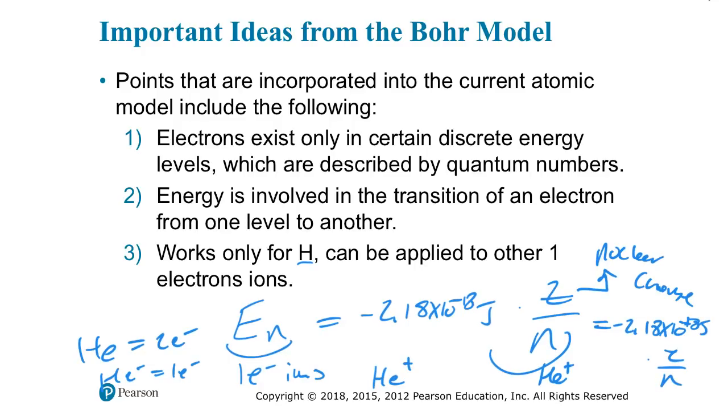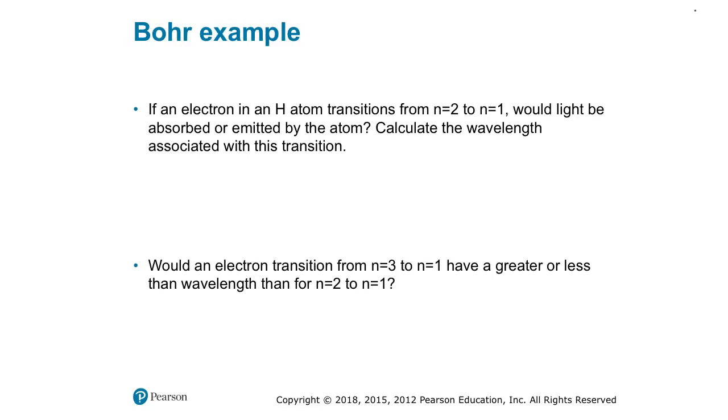Now, we can do this for lithium 2 plus or beryllium 3 plus, but that's really not all that great because those ions aren't very common. So we're going to have to come up with some other way to describe larger atoms. We're going to see that that's orbitals and electron configurations. We'll talk about those during the second half of Chapter 6.